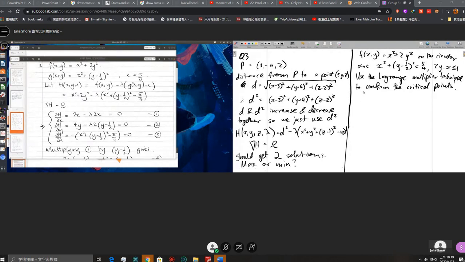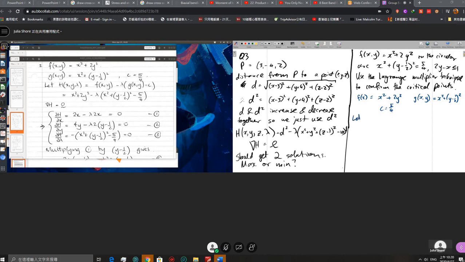So what do we have? We have our f of x, y being equal to x squared plus 2y squared, and we have our g of x, y being equal to x squared plus y minus a half squared. And then our c is equal to 5 on 4. So remember we have a curve, and the question is what's the min and max of f on the g line.